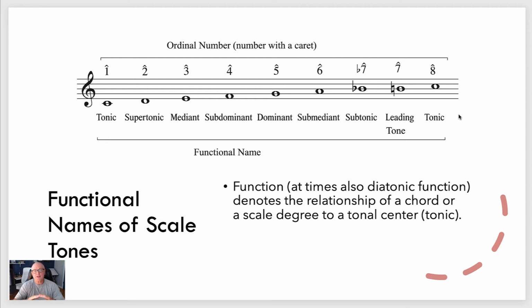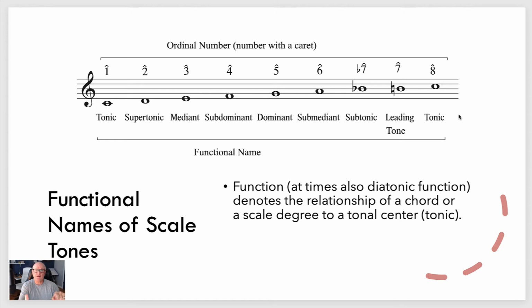So the tonic is called tonic because of the tone of the scale of the key. Supertonic is just the note just above. It's super, above the tonic. The mediant tone is in the middle between the tonic and the next most powerful note, which is the dominant, which is the fifth note.